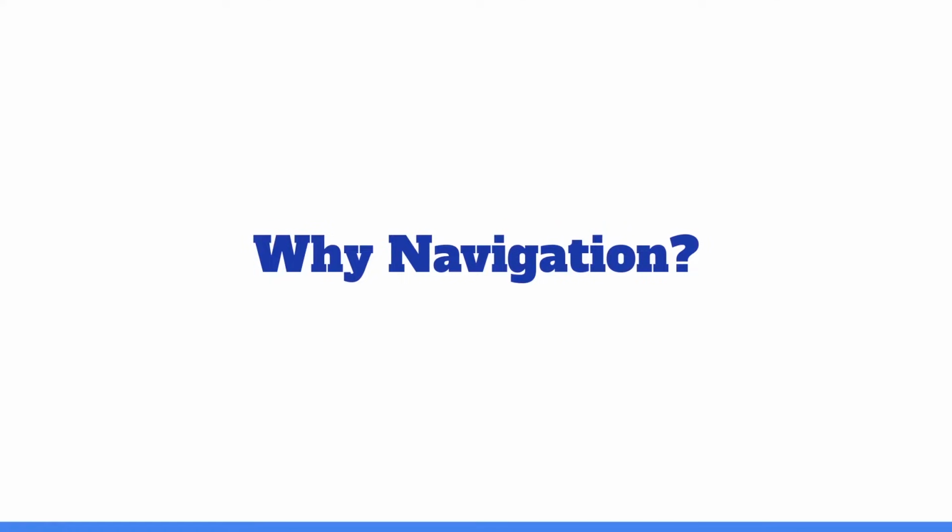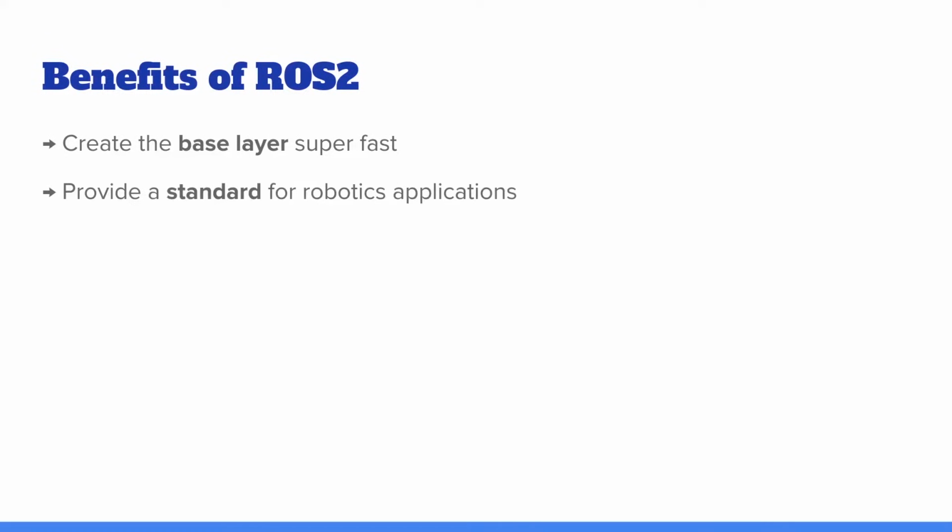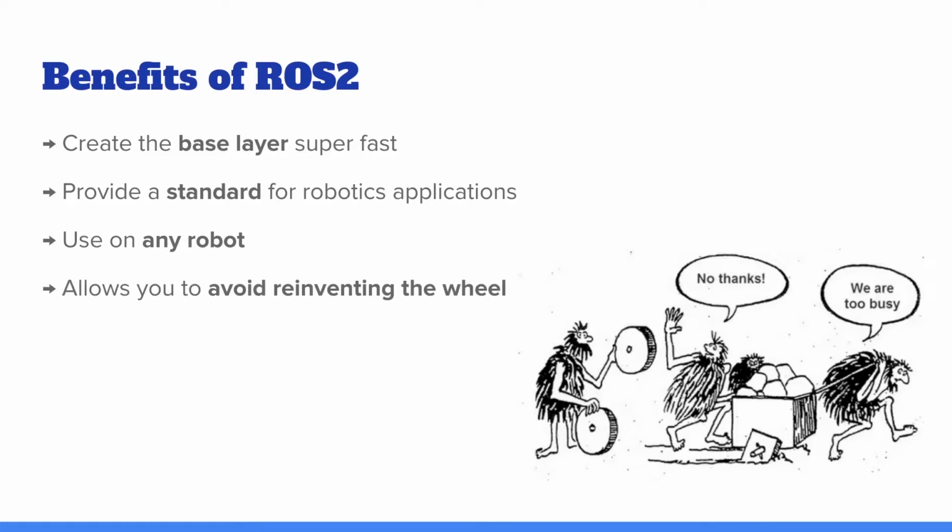Alright, so why navigation or Navigation 2? Well, let's take one step back and talk about ROS2 itself. Why do we have ROS and why do we use it? The main benefit of ROS is that you can create the base layer of your robotics application super fast. ROS provides a standard for robotics applications that you can use on any kind of robot, and basically this will allow you to avoid reinventing the wheel and instead work on the high-level functionalities of your robot. You also benefit from a strong open source community and some plug-and-play packages that help you to add functionalities faster. So once you know ROS, you can really speed up your development time.